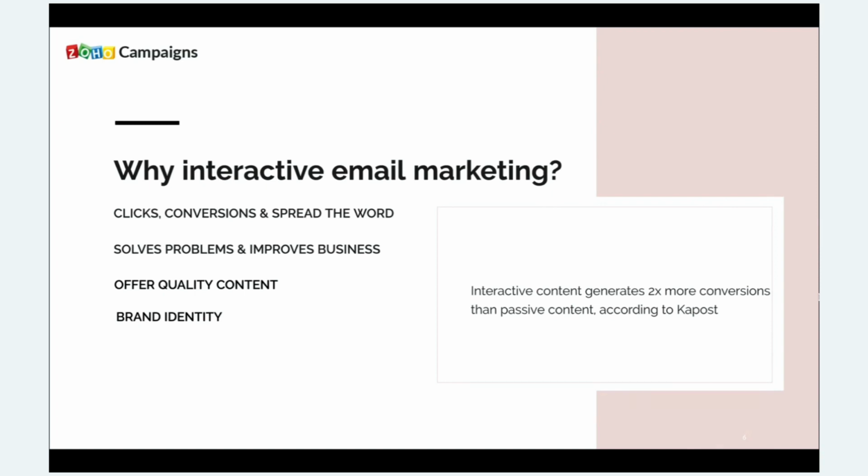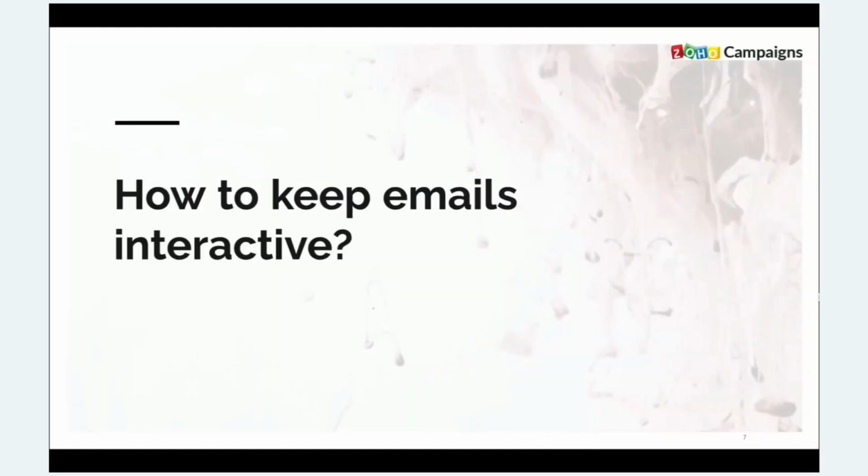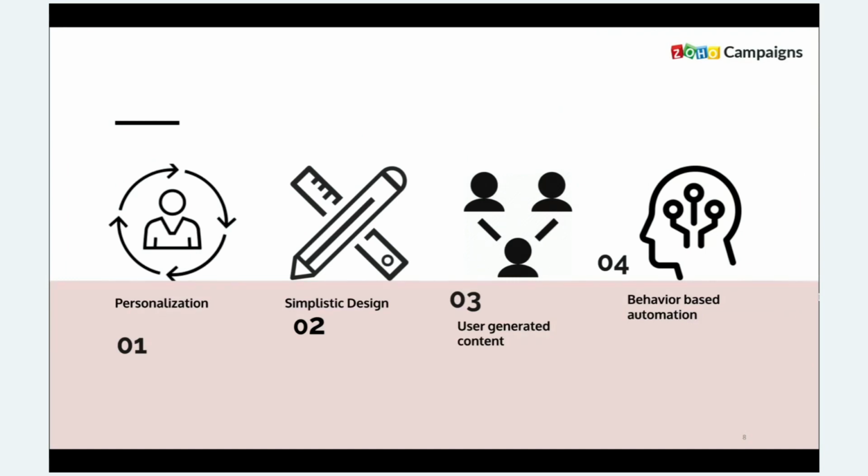What can you do to stand out? It's as simple as planning and sending emails that people want to open. So let's get to how to keep emails interactive. These are the different elements that will help you keep your emails interactive. Let's look at them one by one. The first is personalization.